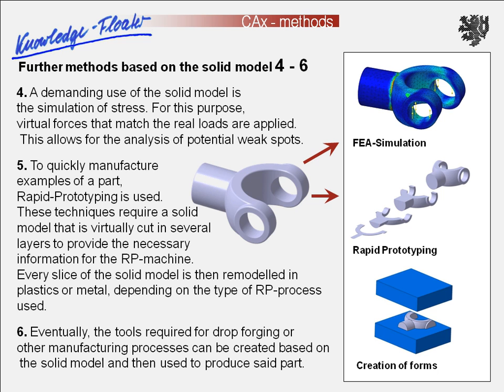To quickly manufacture examples of a part, rapid prototyping is used. These techniques require a solid model that is virtually cut in several layers to provide the necessary information for the rapid prototyping machine. Every slice of the solid model is then remodeled in plastics or metal, depending on the type of RP process used. Eventually, the tools required for drop forging or other manufacturing processes can be created based on the solid model and then used to produce said part.